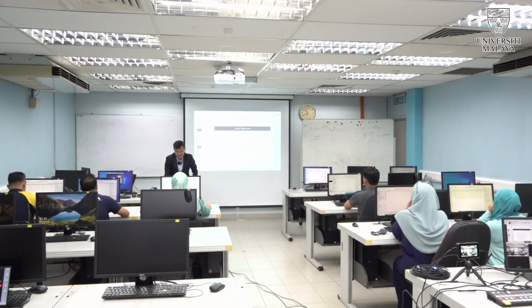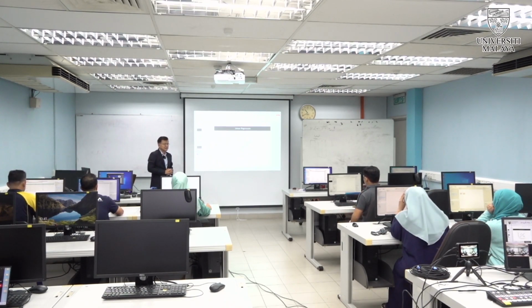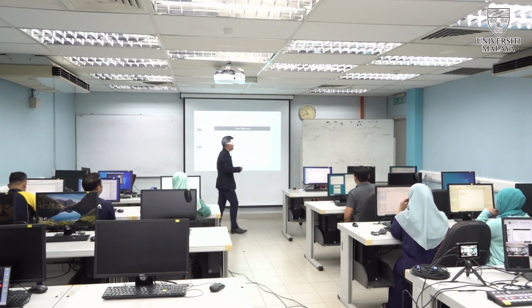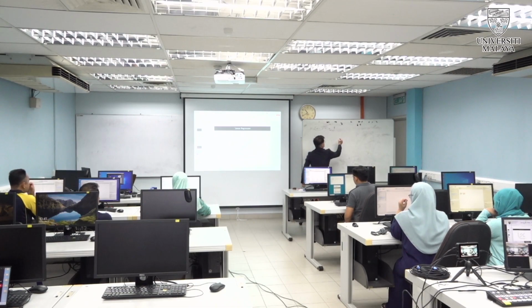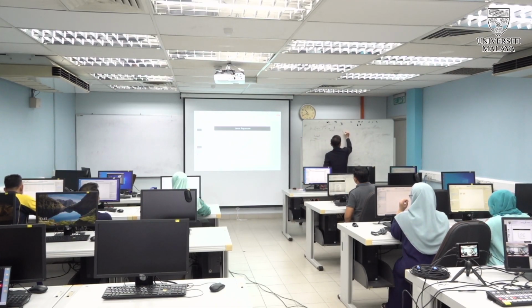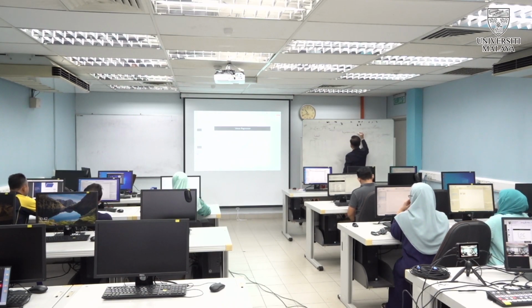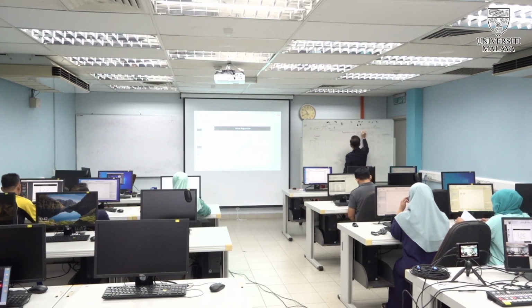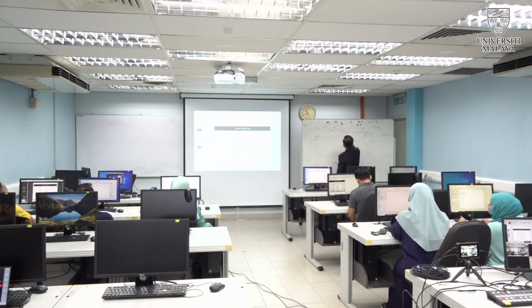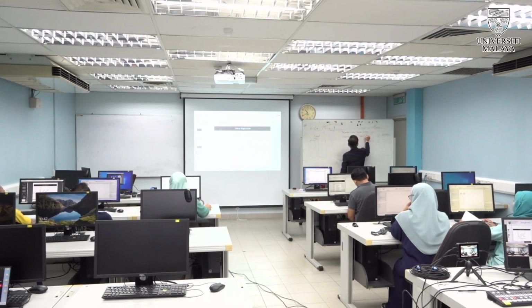Okay, kita proceed dengan satu simple konsep. Now kita nak belajar ada dua jenis machine learning kan. Satu ialah regression. Okay, regression untuk predict number atau value. Okay, classification, predict label atau name or class.